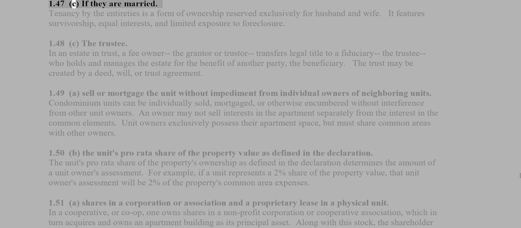1.47 c. If they are married. Tenancy by the entirety is a form of ownership reserved exclusively for husband and wife. It features survivorship, equal interests, and limited exposure to foreclosure.